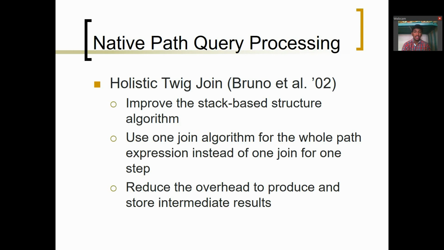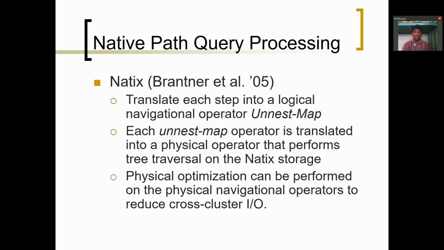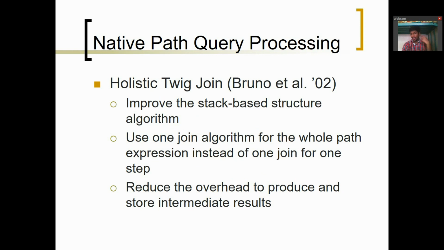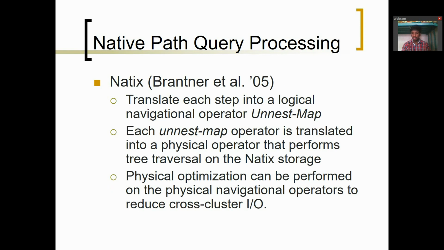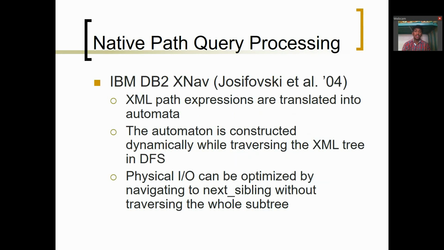Next one is the holistic twig join. It improves the stack based structure algorithm. It uses one join algorithm for the whole path expression instead of just one per step. This reduces the overhead of producing and storing independent results. So that's what we are doing in native path. And NetX is also implemented over here, because NetX can be processed only through native path querying. IBM DB2 Extended implements this native path query processing.